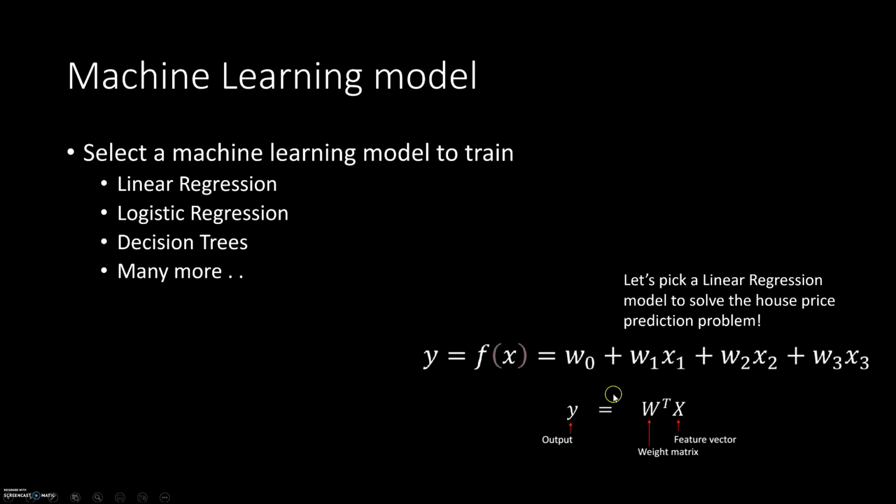Here, what we do know from the data is X1, X2, X3, and we know the corresponding price of the house. What we don't know is W0, W1, W2, W3. So we don't know how much of an impact X1 has on Y, or X2 has on Y. That is what we want to learn, and that's what we call training a machine learning model. Essentially, we are trying to learn these weights. We also call them parameters.